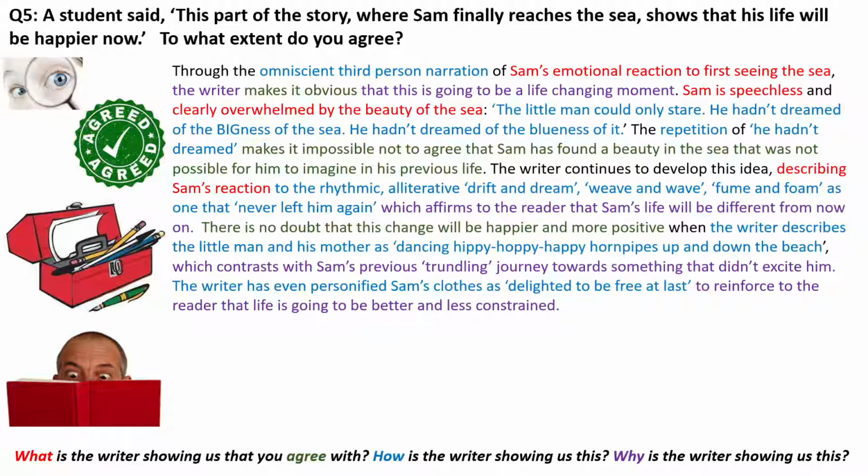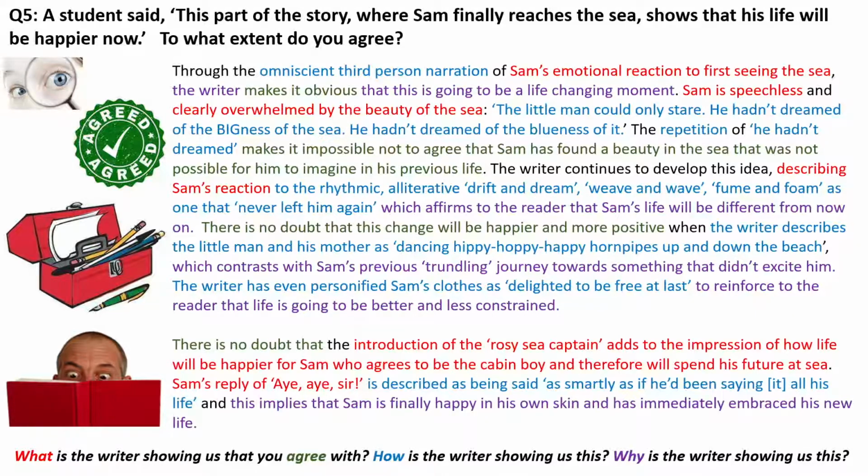So every time something's in green, what I'm doing is I'm saying to the examiner, look, here I am, I'm answering your question, I'm thinking about the student's quote and I'm showing that I agree and why I agree with it. So just think about how you're going to show that when you're writing.